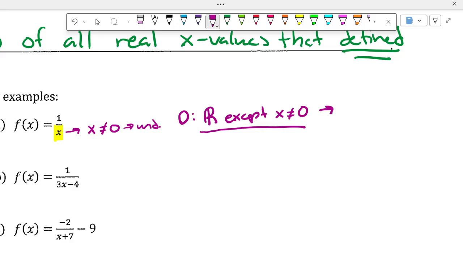You could also state it in interval notation, which would be from -infinity to 0. Use a parenthesis because it's not defined at 0. Union symbol 0 to infinity. Again, I don't care which form you use. This form is definitely easier. Just know this is how you write it, like if you were doing it on your Delta Math or something.